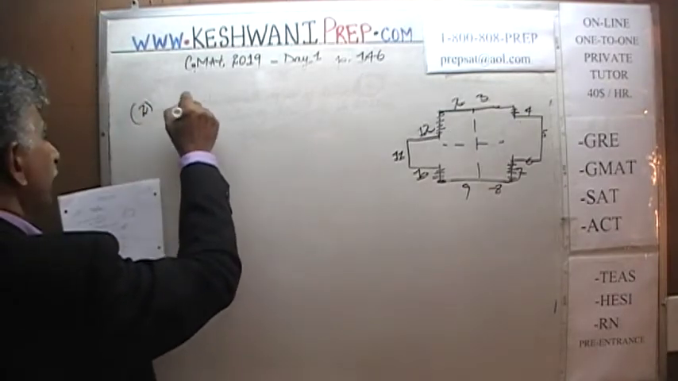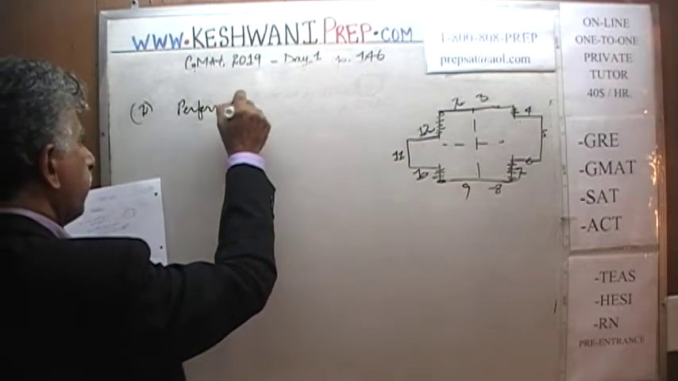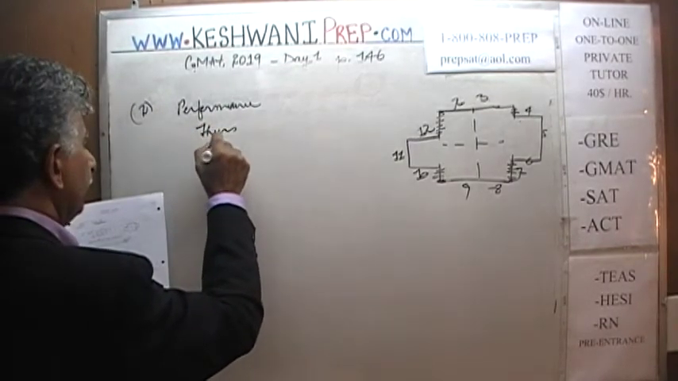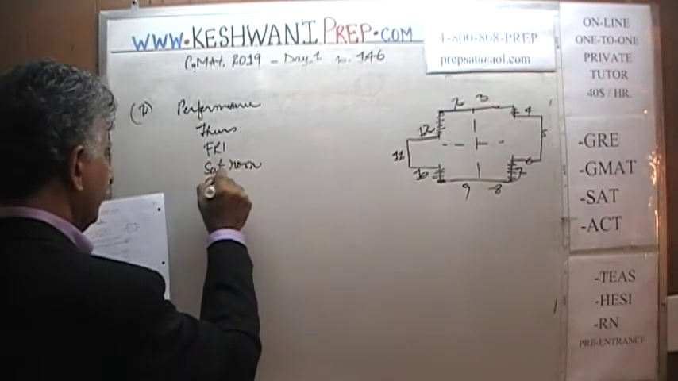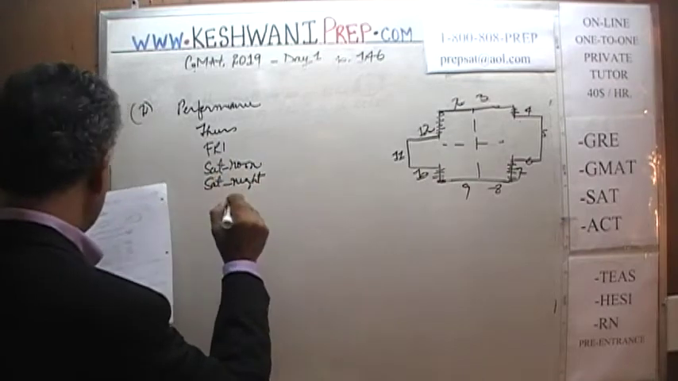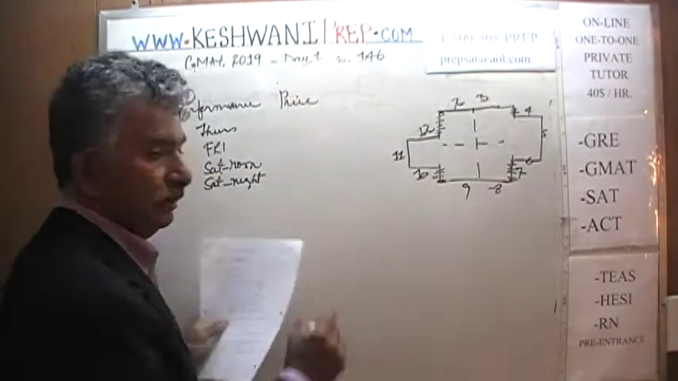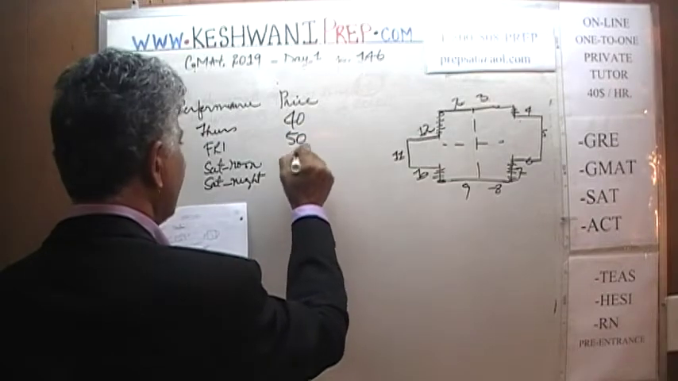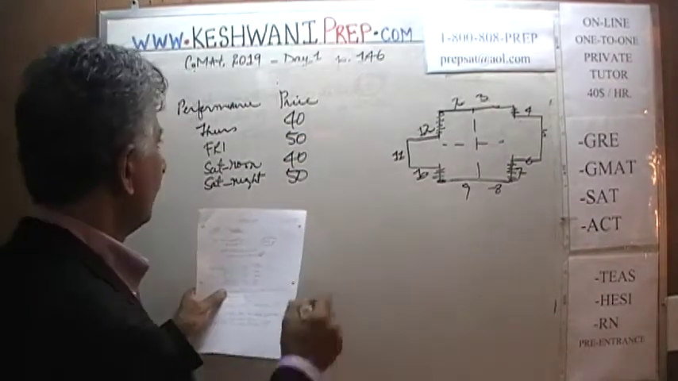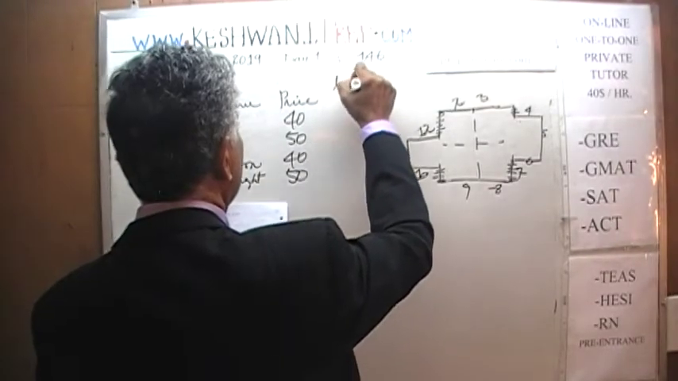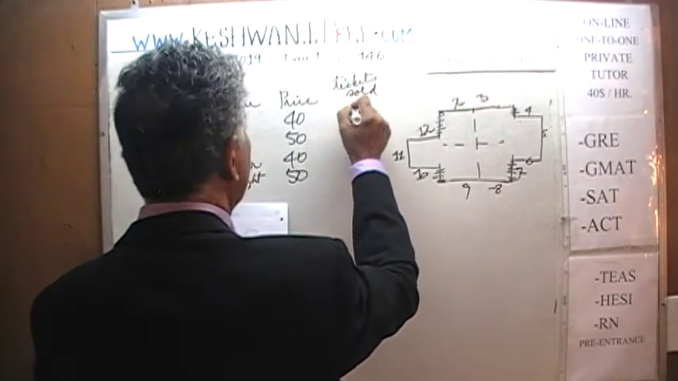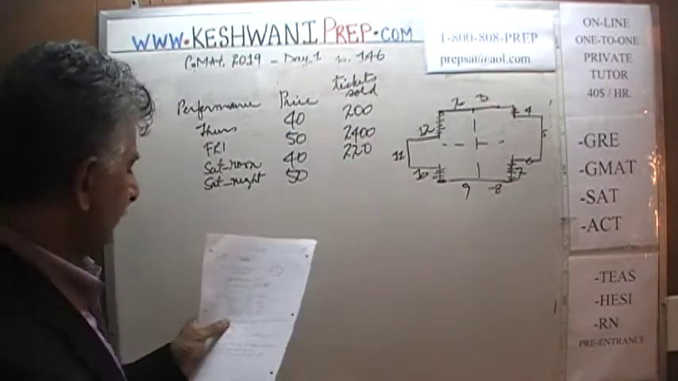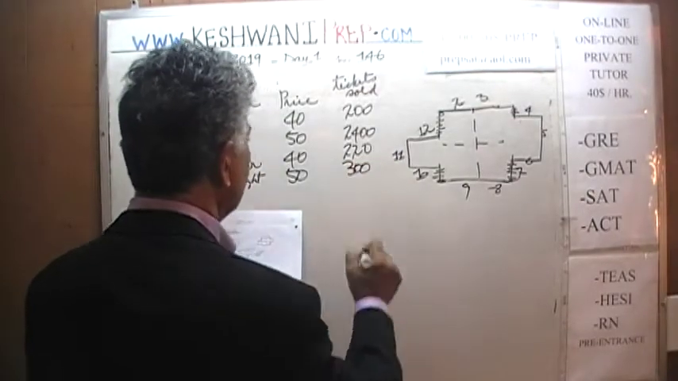Number two. In number two, we are given a table of different times of performances of a play. Thursday, Friday, we are told, and then Saturday at noon, and Saturday at night. These were the prices that they were charging for different performances. $40 for a Thursday performance, $50 for a Friday performance, $40 for a Saturday afternoon performance, and $50 for a Saturday evening performance. And these were the number of tickets sold. A lot of writing for a simple thing. 200 tickets were sold for Thursday, 400 tickets sold for Friday's performance, 220 tickets were sold for Saturday noon performance, and 300 tickets were sold for Saturday night performance.